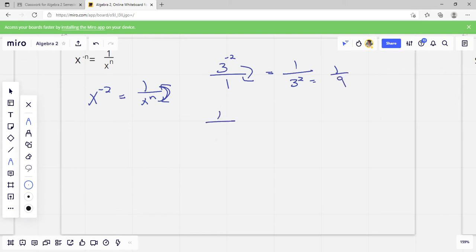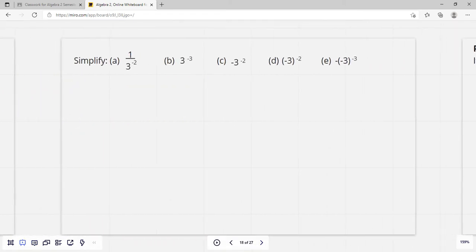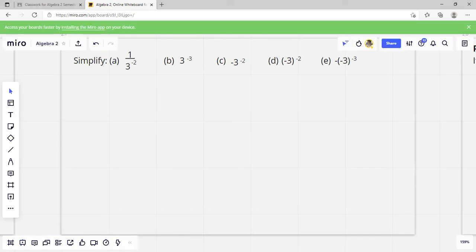Say you had 1 over 3 to the negative 2. We're going to move that to the top of the fraction. So we're going to have 3 squared. We got rid of the negative by moving the exponent up. It'd be over 1, but we really don't need that. 3 times 3 is 9, so that just equals 9. Okay, so when you move an exponent to the bottom or the top of the fraction, the other side of the fraction bar, it changes the sign on that exponent.